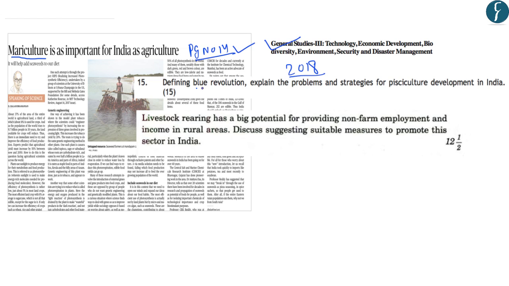a question related to the Blue Revolution and the problems and strategies for pisciculture development in India. Further, if you go through the previous year questions in the year 2015, a question was asked related to livestock rearing as a big potential for providing non-farm employment and income in the rural areas. So it is in this line that any practice which supplements Indian agriculture or supplements the income of the farm sector becomes important for us from the exam point of view. So let us understand what is meant by the term mariculture and how it is important for India.